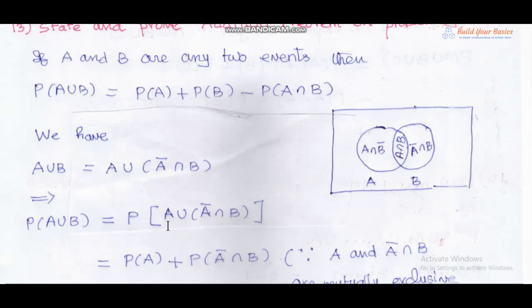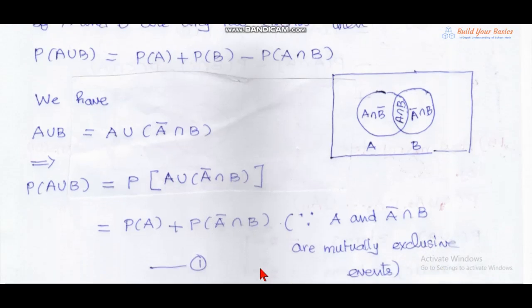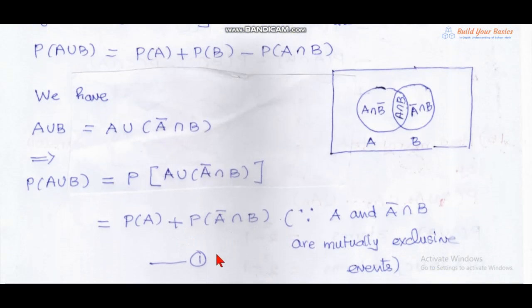Now, A and A bar intersection B are mutually exclusive events. That is, A intersection A bar intersection B is empty set. Therefore, probability of A union A bar intersection B is equal to probability of A plus probability of A bar intersection B. Let us call this equation 1.